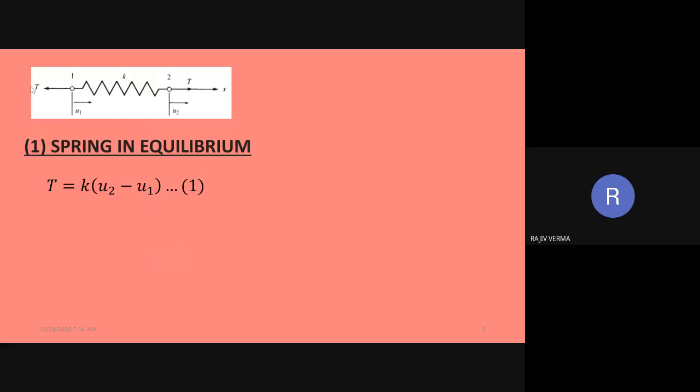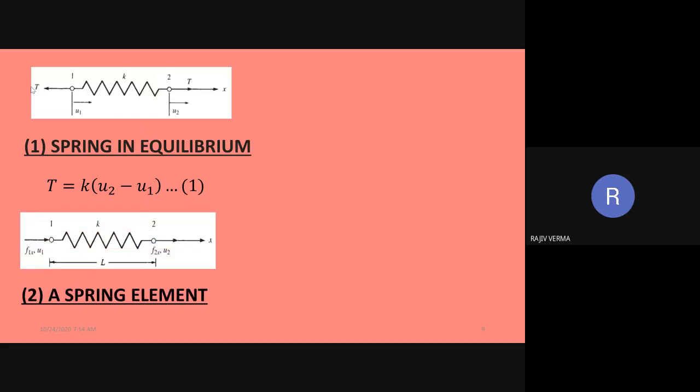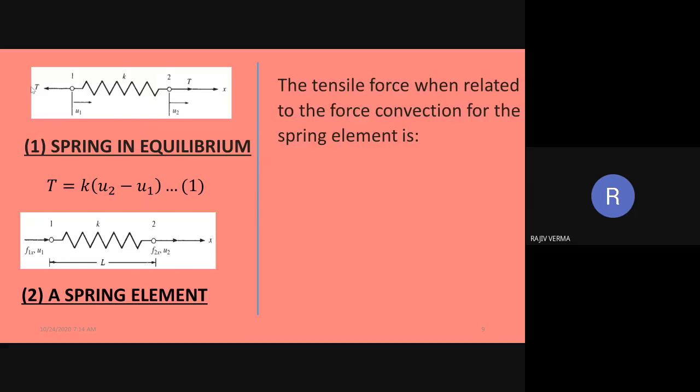So we have equation number 1, T is equal to K multiplied by U2 minus U1. And now we come to the spring element. We are going to use this sign convention. Since at node number 1, the force acting on the element is opposite to the direction of tension, F1x is equal to minus T. That is one relation which we have at node number 1.